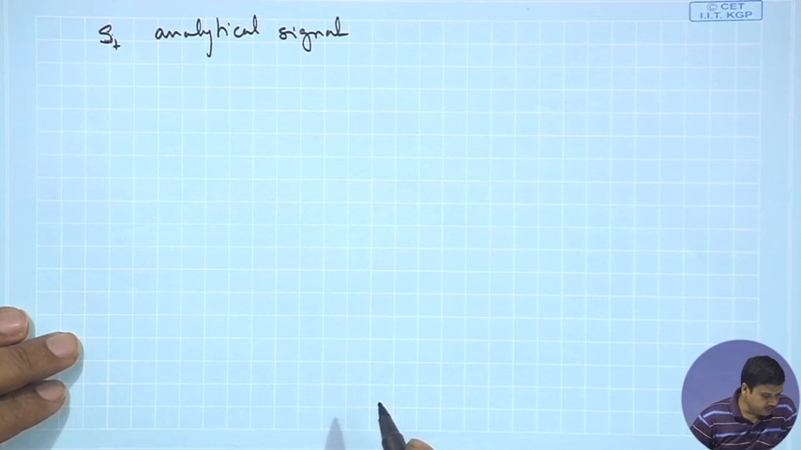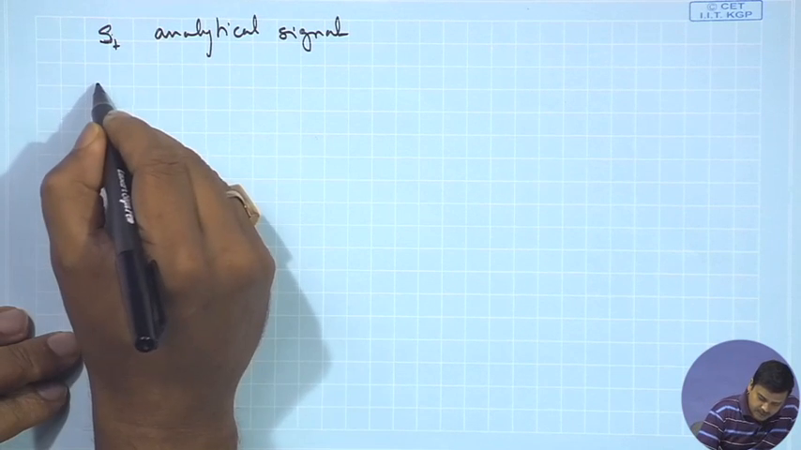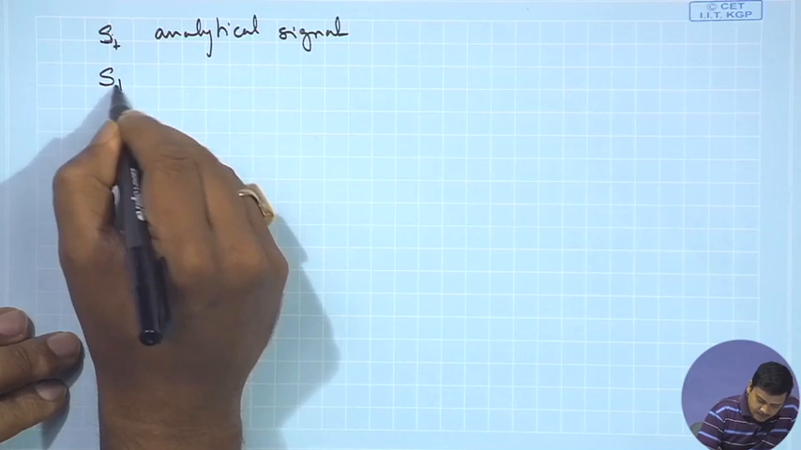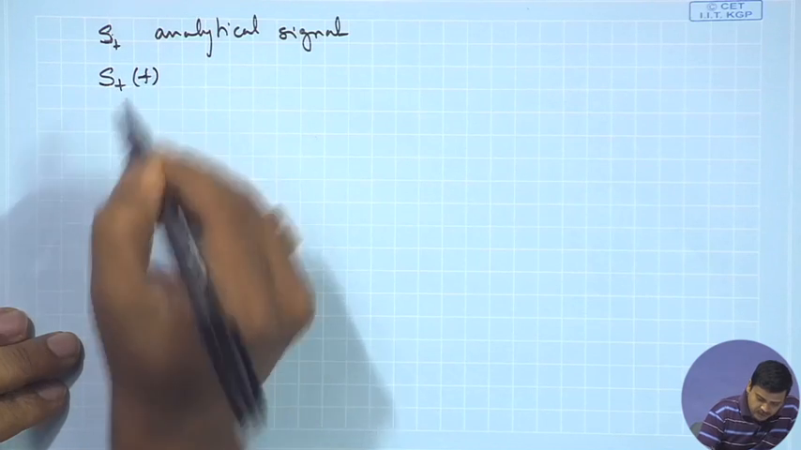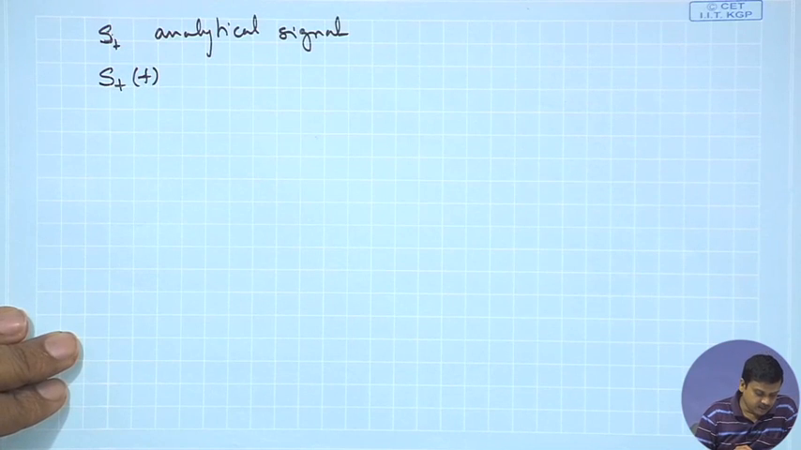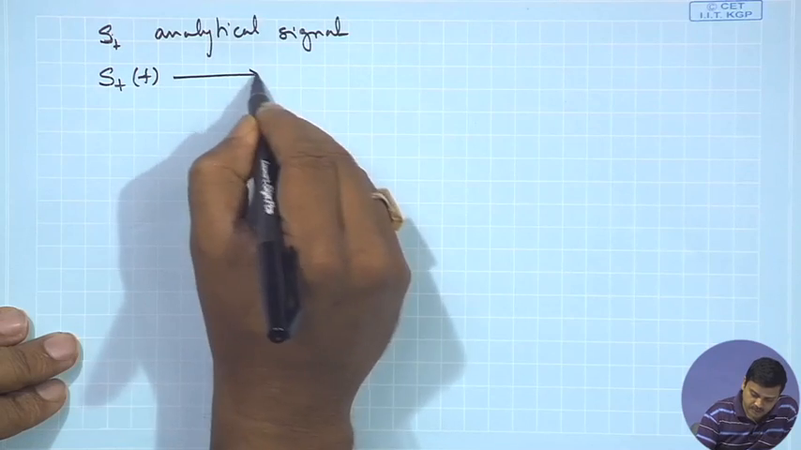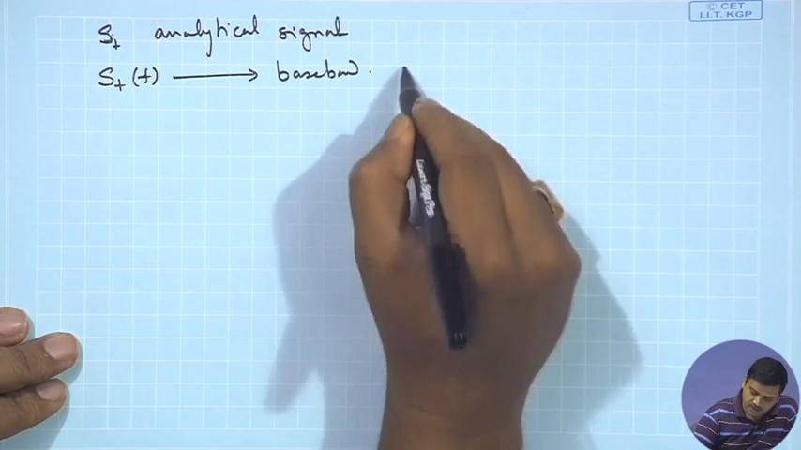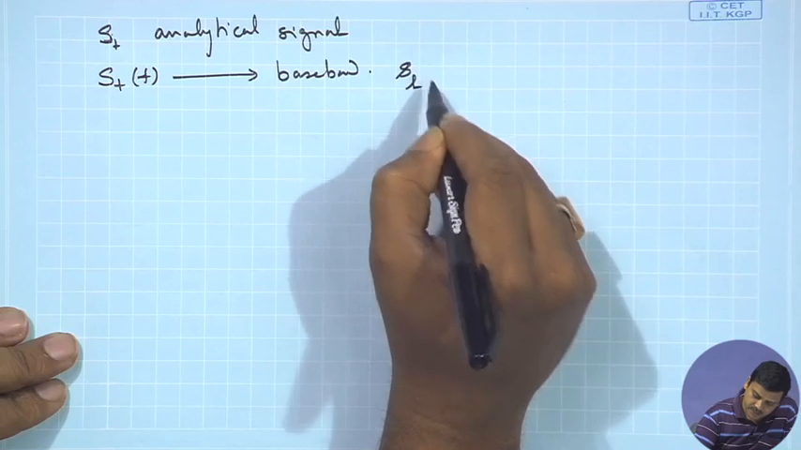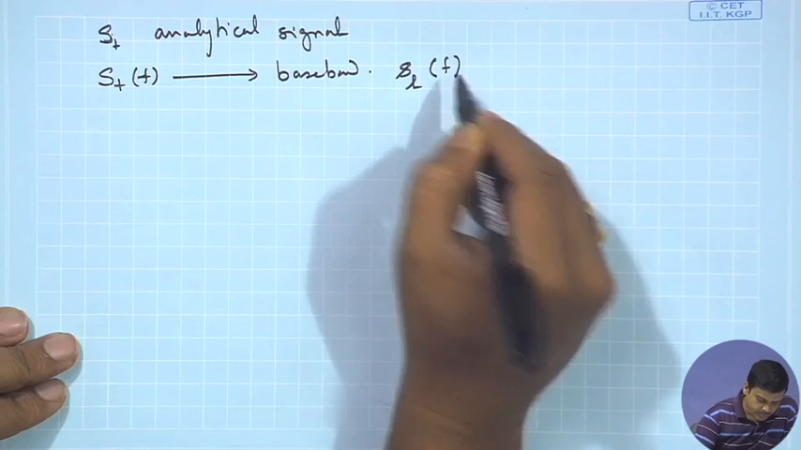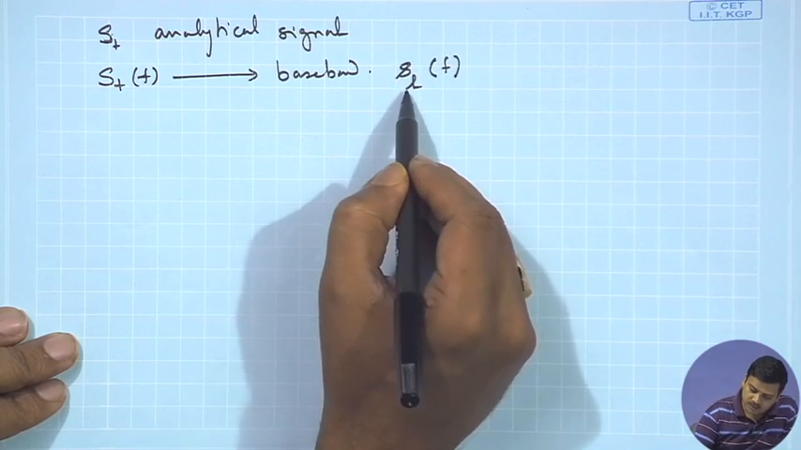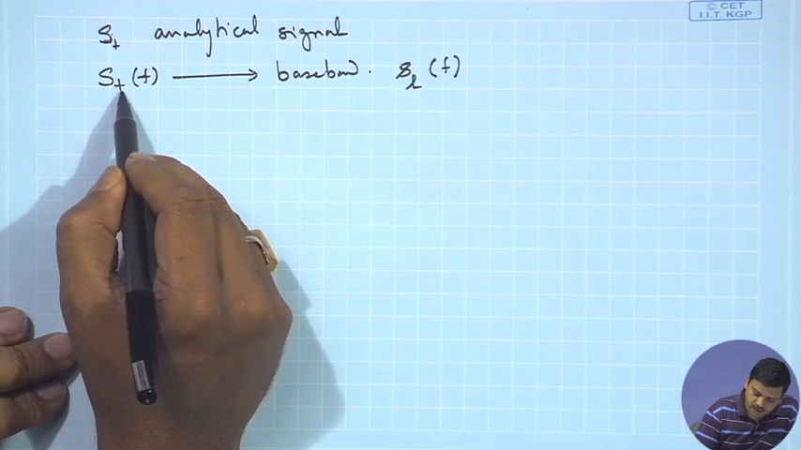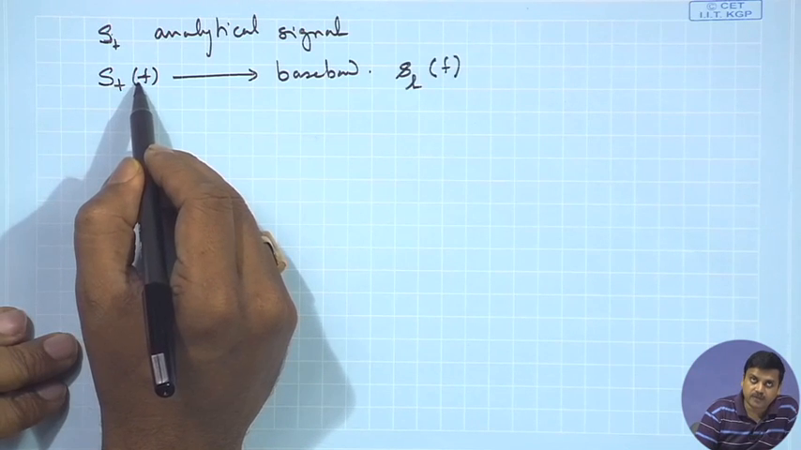or the pre-envelope. So, we could say that S plus of f that we have seen could be translated to baseband. You would like to translate to baseband, and you would represent it by S L of f, that is the low pass equivalent of the positive set of frequencies of S of f.